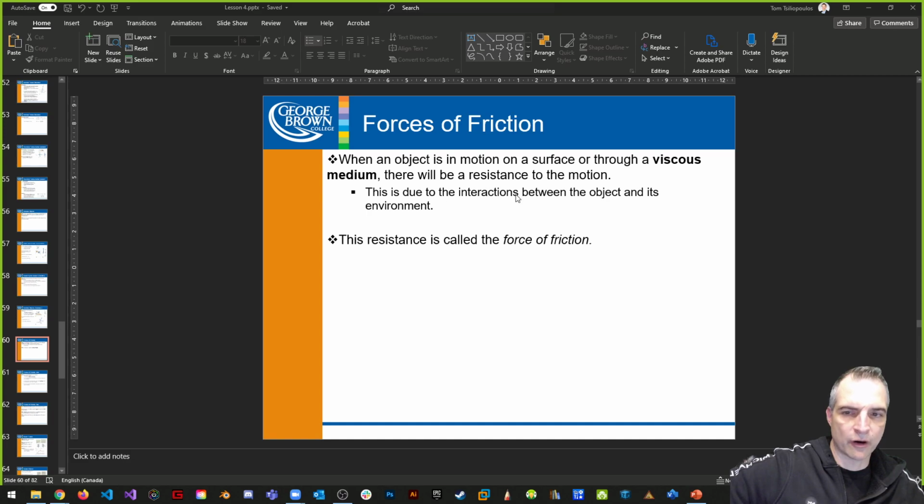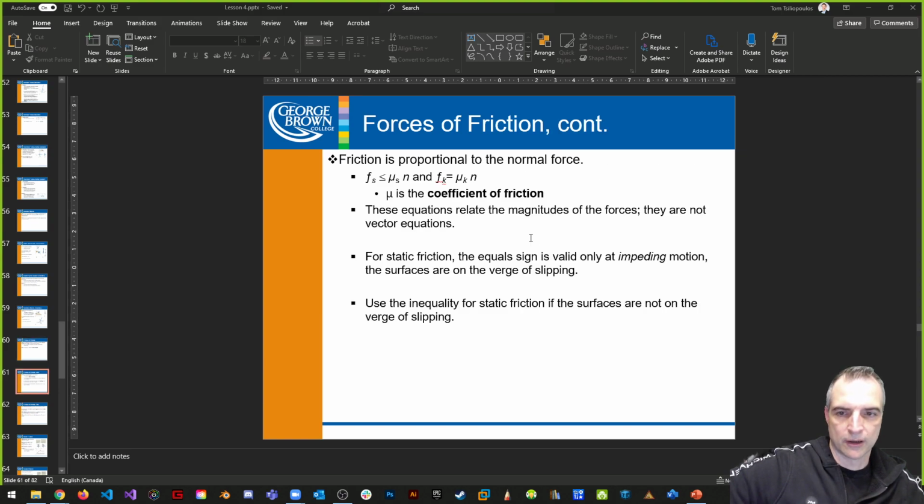So there will be resistance to the motion. This resistance is called the force of friction. There's two types of friction. And we can say that the coefficient of friction is mu. All right, mu is the coefficient of friction. There's two types. Notice that this one says Fs, force of friction, S.